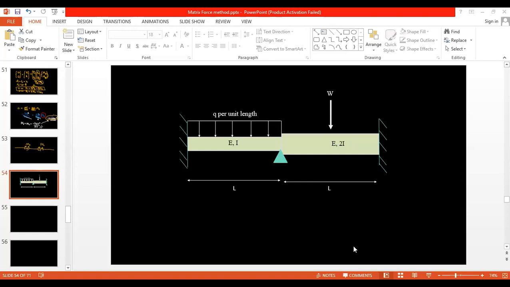So again, we are back with the examples of force displacement method using matrix. So today I'm going to do another example using a two-span beam, right?